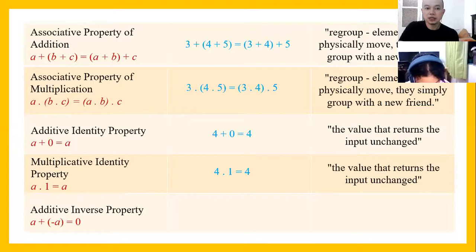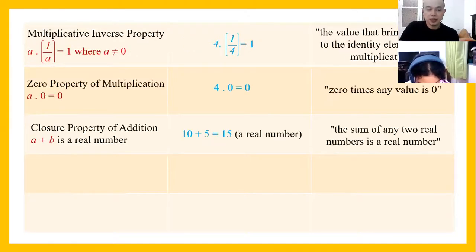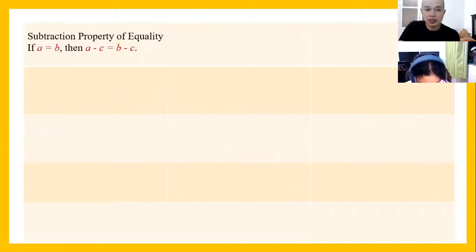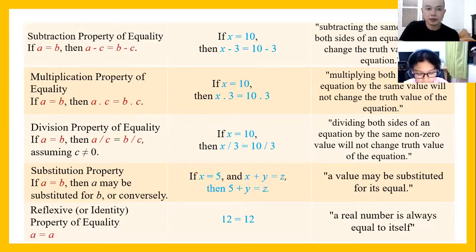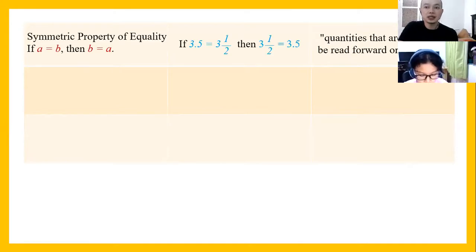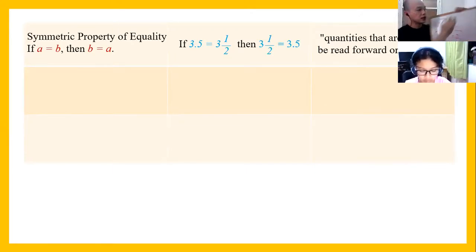All right, a little bit similar to other properties, but that's easy to understand, right, Kristel? Is it easy to understand? A is equal to B means B is equal to A, all right? Quantities that are equal can be read forward or backward. So what does it mean? When you write like this, 5 times 3 is equal to 3 times 5, something like that.